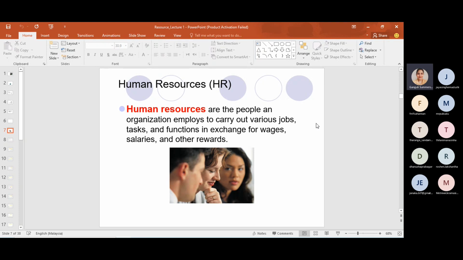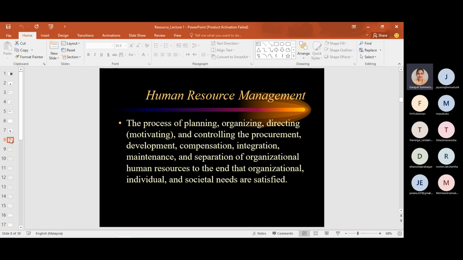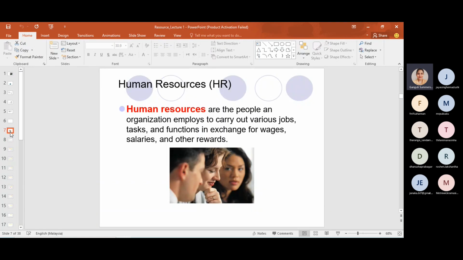So now you know what human resources are. Human resources are basically humans who are resources, like resourceful humans. Human resources are all the people, each and every single person, who are working in an organization. Okay, so now you just learned what human resources are.